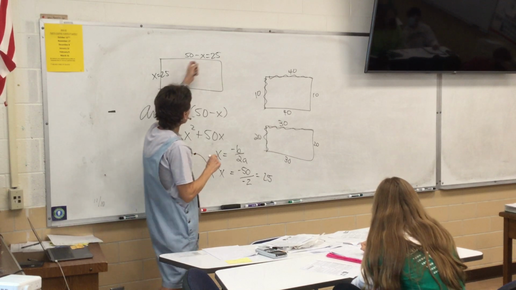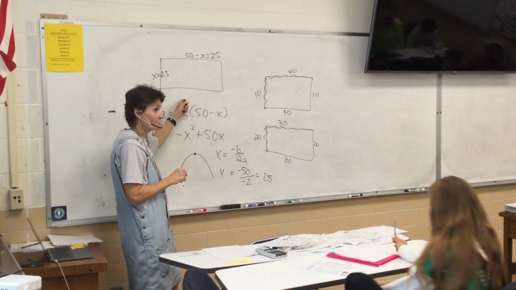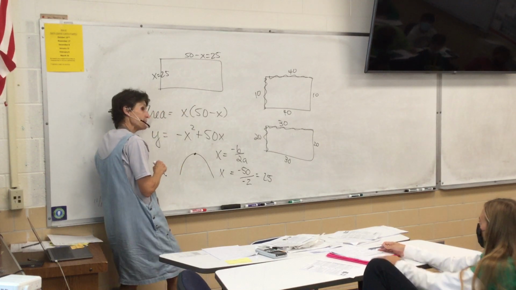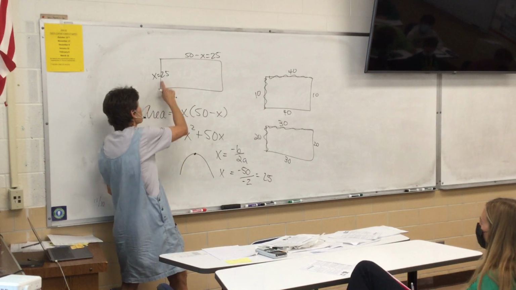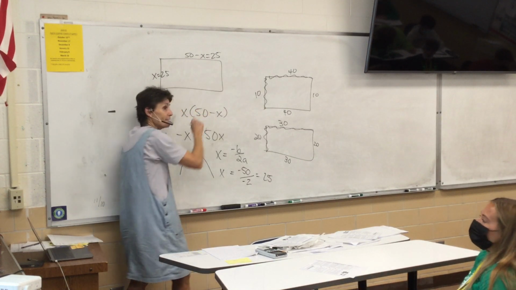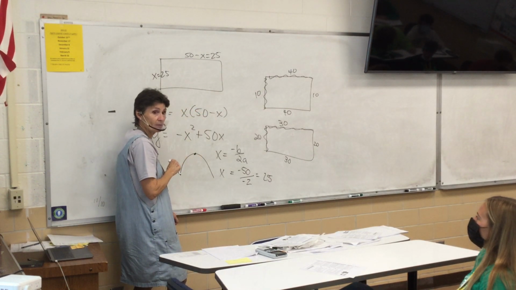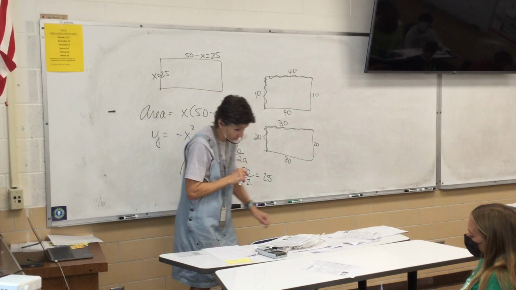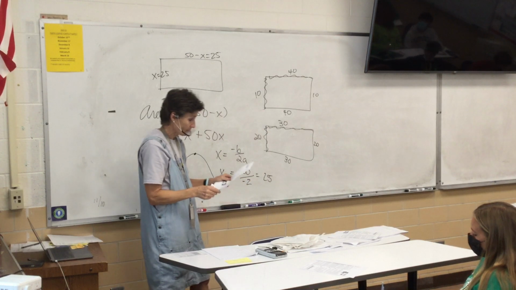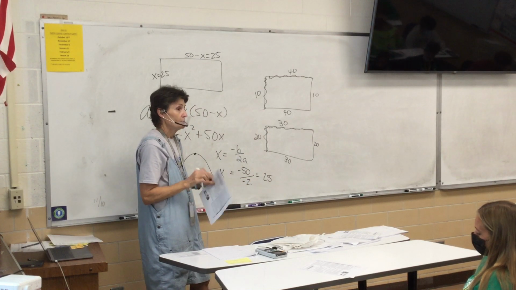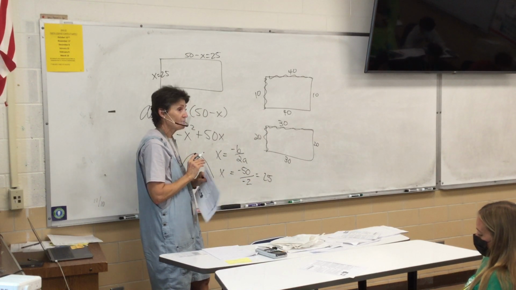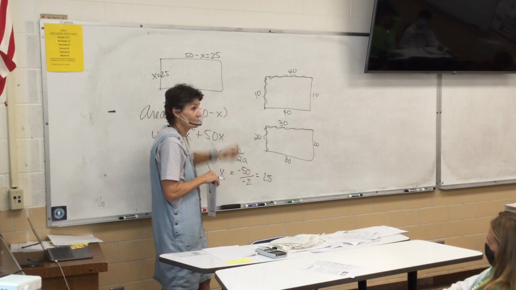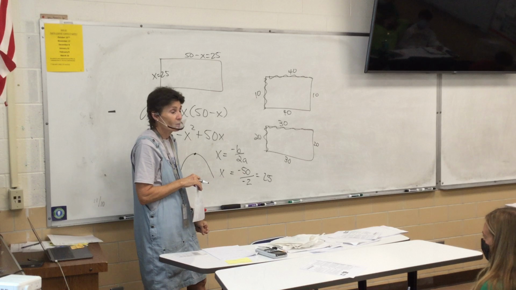So 25, 25, 25, 25, perimeter is 100. And what will the maximum area be? 25 times 25, or 625 square feet, inches, whatever our unit is. Feet. So the answer to problem 54 is you need to build a 25 by 25. You need to make a square. 25 on the side.